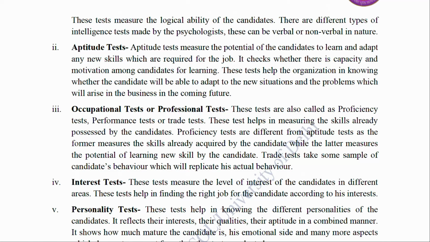Third, occupational test or professional test. These tests are also called proficiency tests, performance tests, or trade tests. These tests help in measuring the skills already possessed by the candidates. Proficiency tests are different from aptitude tests as the former measures the skills already acquired by the candidate while the latter measures the potential of learning new skills by the candidate. A trade test takes some example of the candidate's behavior which will replicate his actual behavior.